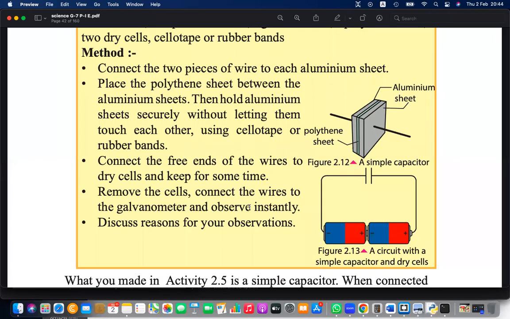Remove the cells. Now connect the wires to the galvanometer and observe instantly.